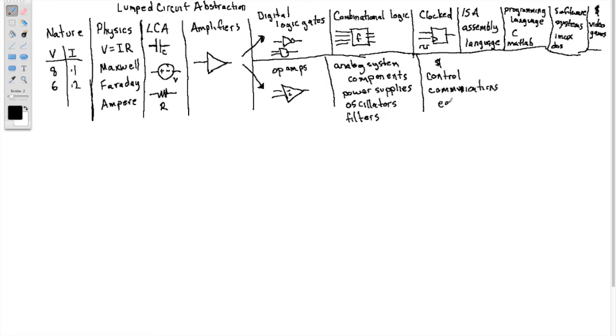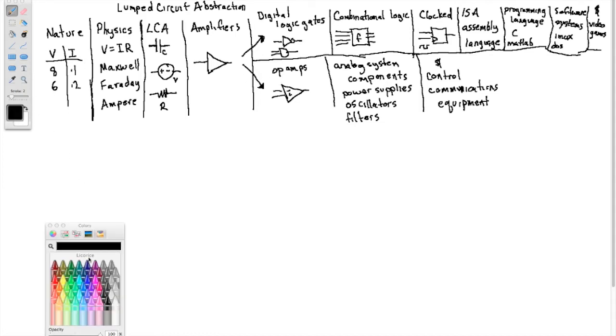And of course, these two paths here, they are not mutually exclusive. I put equations, equipment. They're not mutually exclusive. Most applications require both the digital and the analog. So where are we in this class? Well, we are right here.